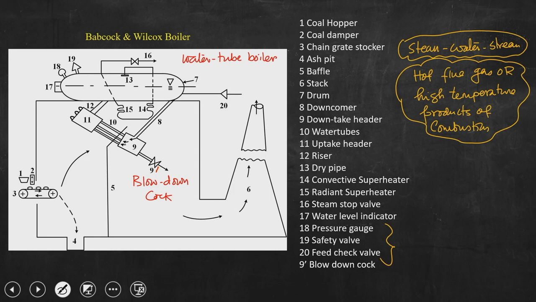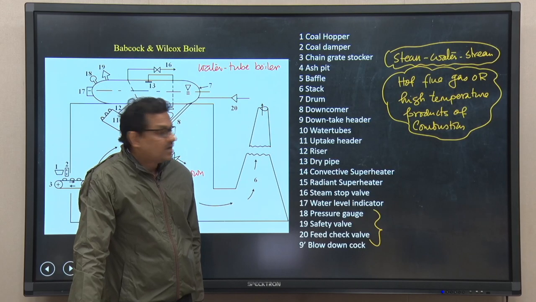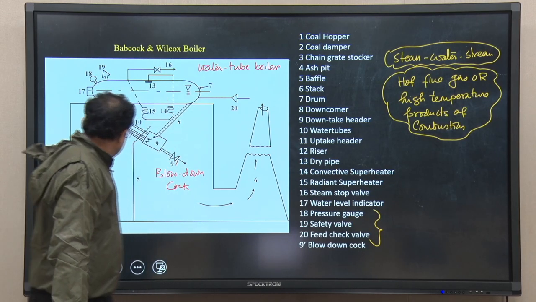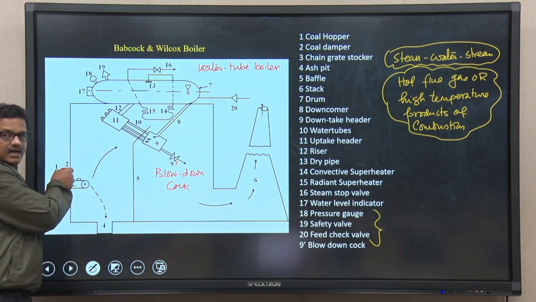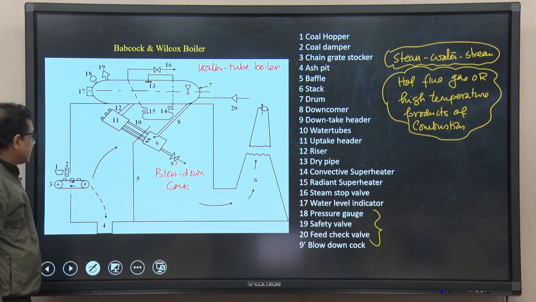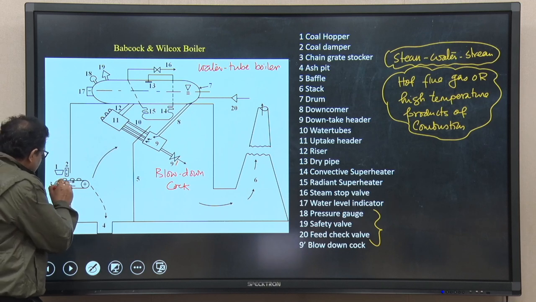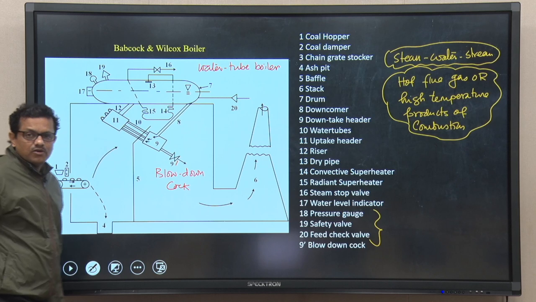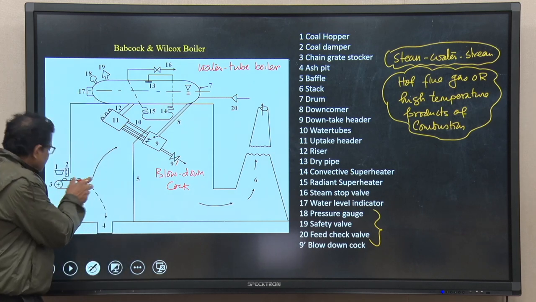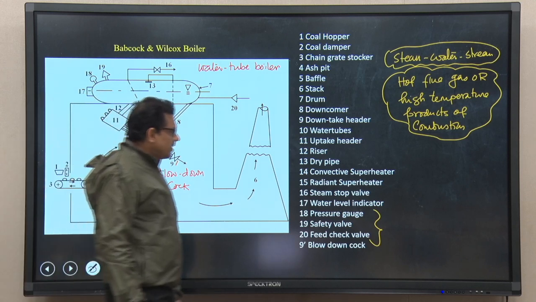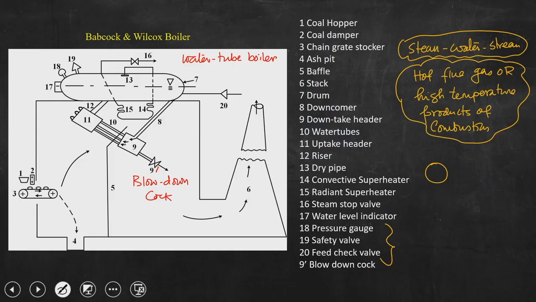If we look at this part, 1, 2, 3 and 4, it is a coal fired boiler. What we can see is the coal hopper. Basically, coal is placed initially at the coal hopper, that is at 1, and that coal is now dumped at 3. That 3 and 4 are two different pulleys through which this chain grate stoker moves continuously, as if there are two pulleys and the chain is continuously moving like this. Right. So, what is done?